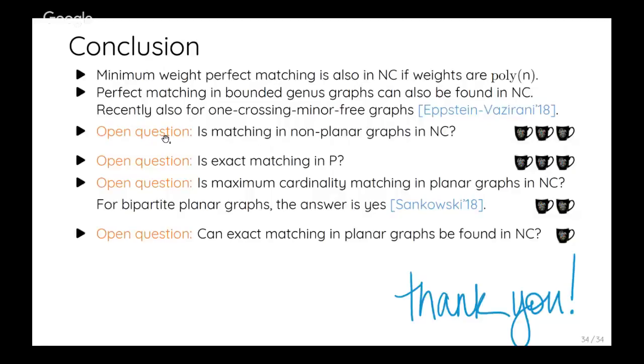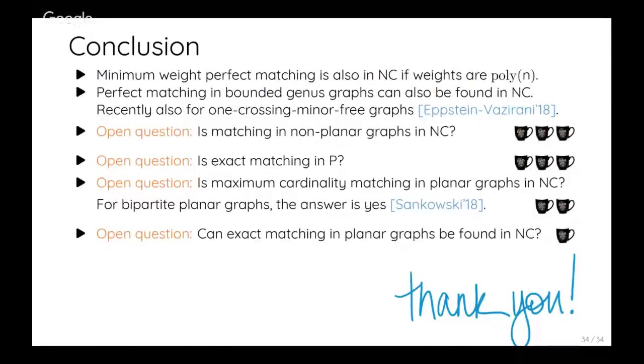I'll maybe say a few things about the first question. The two recent developments have shown that matching in non-planar graphs can be solved in quasi-NC. The way they work is by de-randomizing the so-called isolation lemma, where you want to find random weights such that, and that's basically the only way we can solve these problems. What the two papers have shown is that you can find quasi-polynomially many weight functions, one of which is guaranteed to isolate a perfect matching.